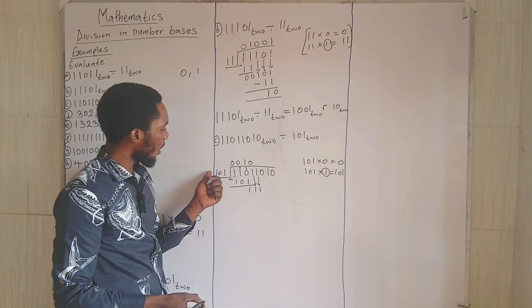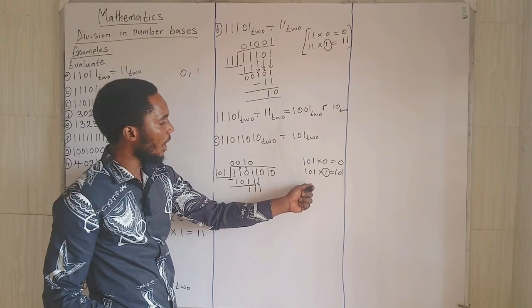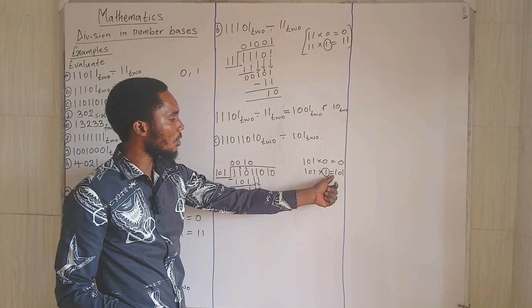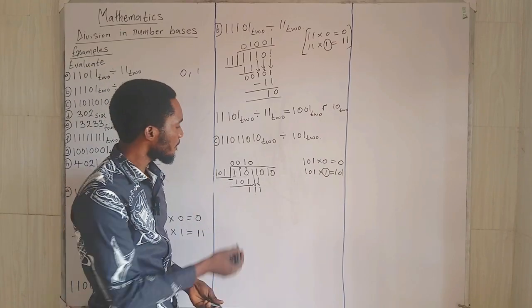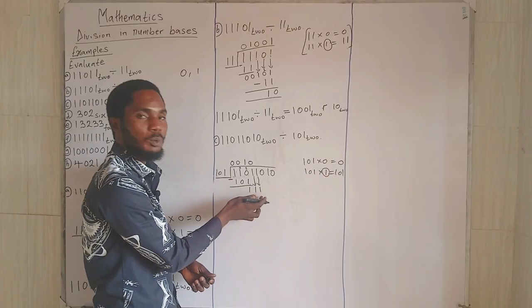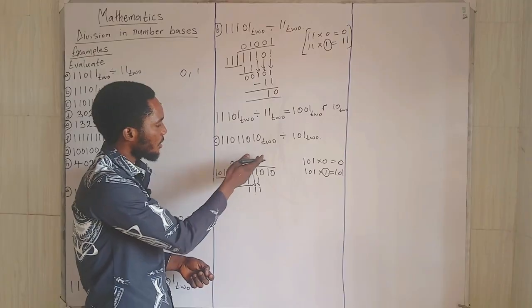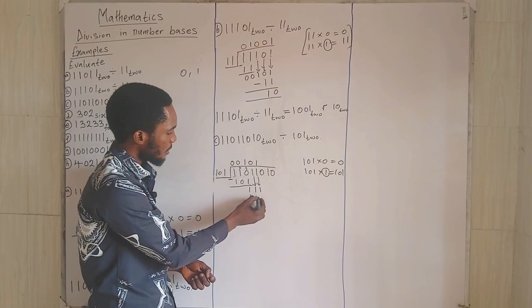111 divided by 101. Do we have 111 here? No. What do we have? We have 101 times 1 equals 101. That means that we can only see 101 in 111. So that means we have 1 here. 101 multiplied by 1 is 101.